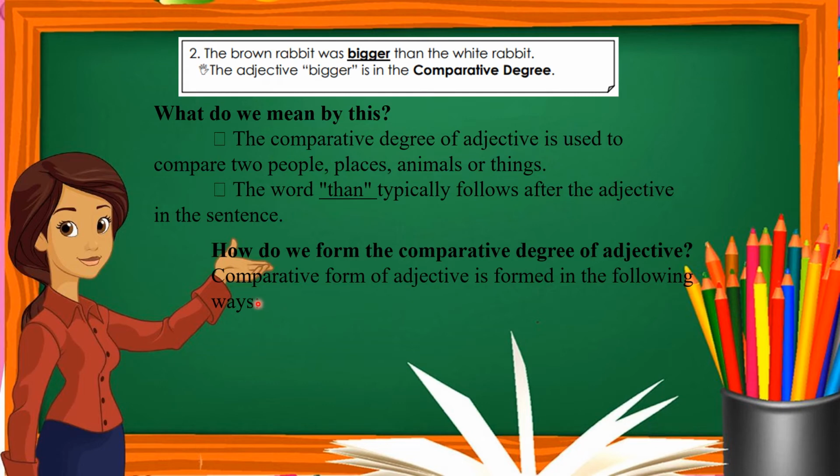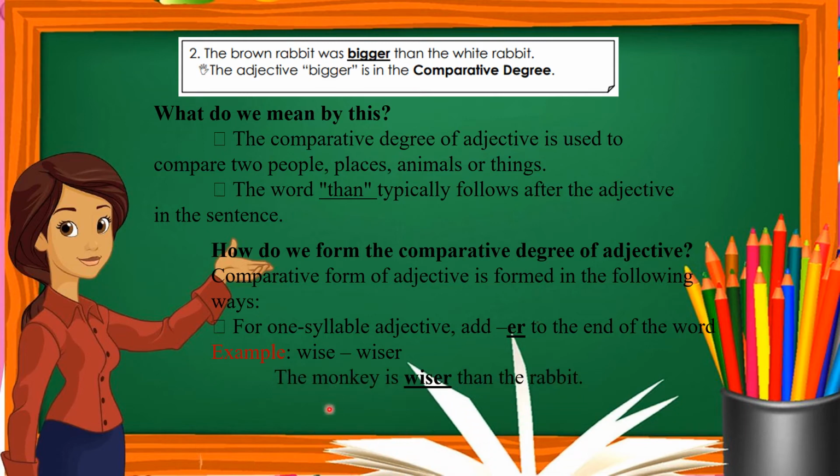Okay, read. Comparative form of adjective is formed in the following ways. Look at here. For one syllable adjective, add er to the end of the word. For example, big, bigger, right? You add er. Example, wise, wiser. You add er in the comparative degree and the word than, wiser than, okay? Another one, a monkey is wiser than the rabbit. Wiser, and the word than follows.